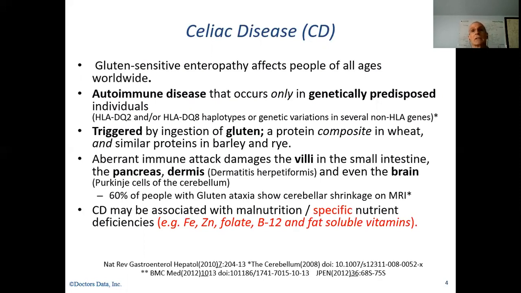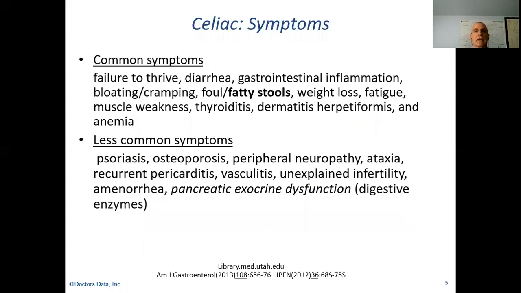Celiac disease is clearly a malabsorption issue and can be associated with not only malnutrition, but specific nutrient deficiencies. Things like iron, zinc, selenium, folate, B12, fat-soluble vitamins, and essential fatty acids. So the symptoms of celiac, most common in young children, failure to thrive. But in everyone, diarrhea, gastrointestinal inflammation, bloating, cramping, foul, fatty stools, malabsorption of fat, the slowest to be absorbed macronutrient.